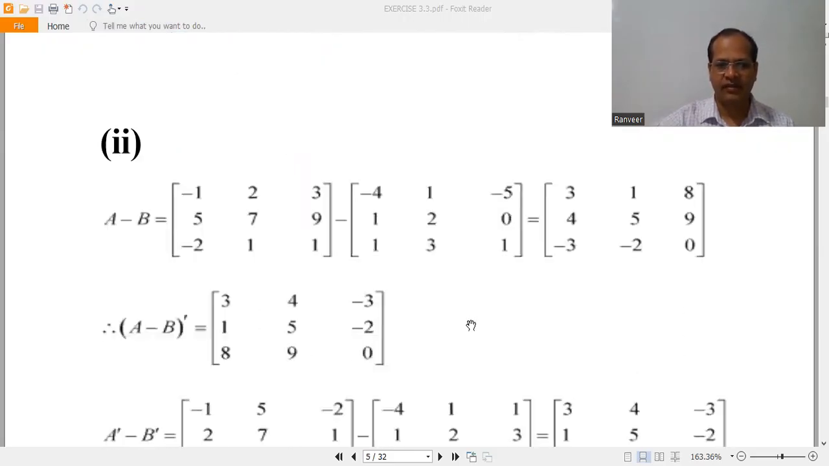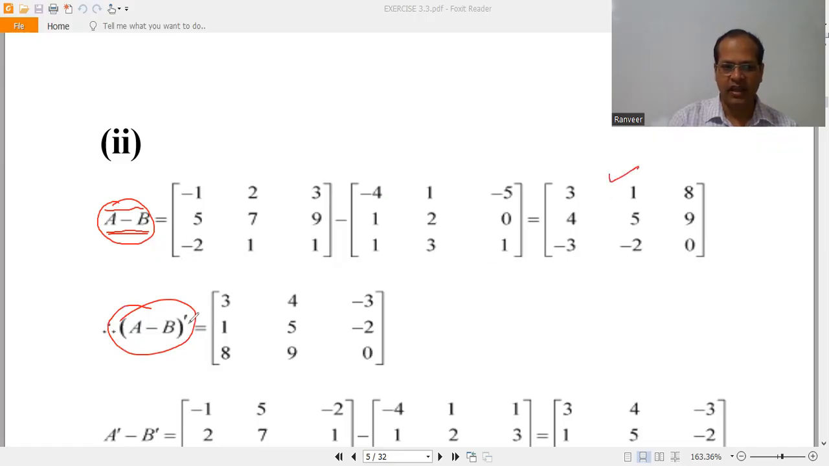Similarly, for A minus B, first we have to find A minus B. So whenever two matrices are added or subtracted and then the transpose is taken, first of all we have to find the addition or subtraction of those values, and after that we take the transpose. So A minus B, first we have to find. After that, for (A minus B) transpose, we have to take 3, 4, minus 3.